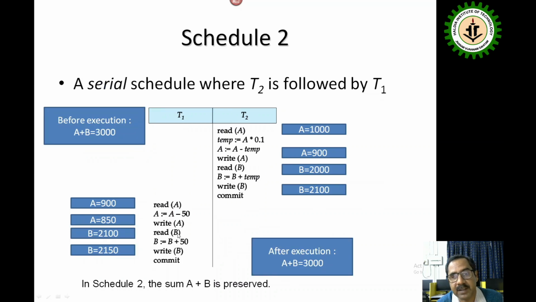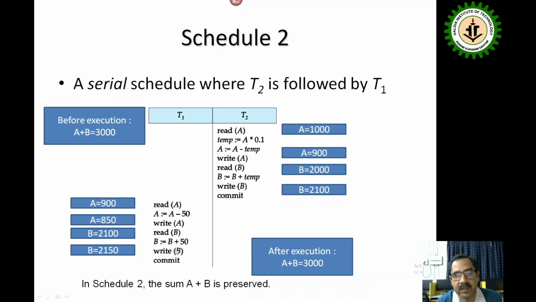T1 read the data item B, which is already updated by the transaction T2, right? The updated balance of the account holder B is 2100. So when T1 read the data item B, that must be the updated balance of account holder B, that is rupees 2100. Then it is credited by rupees 50.